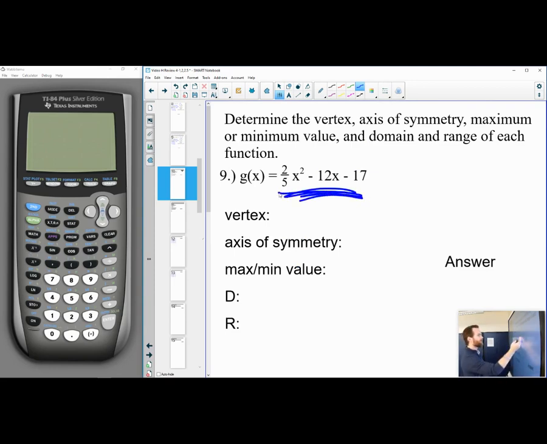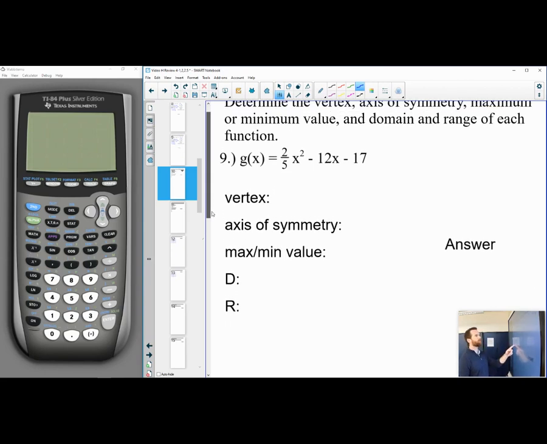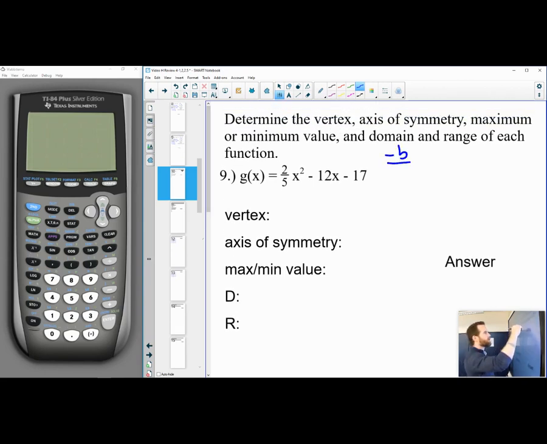It's standard form, which means we've got sort of more work to do, unfortunately. So before we can find the vertex, we've got to do negative b over 2a. Let's see if I can fit this work over here. I'm hoping I can. So negative b over 2a, that's going to be a positive 12 divided by 2 times a. That's going to be 2 times 2 over 5.